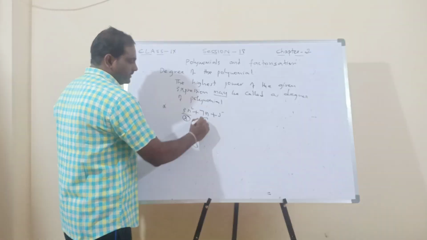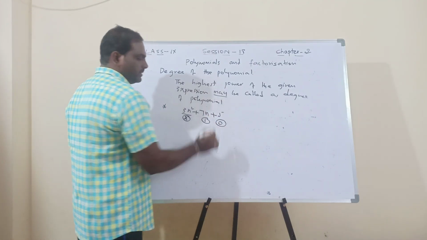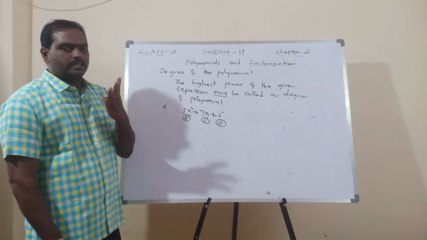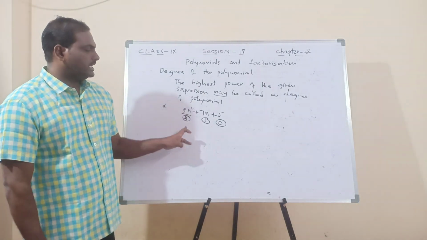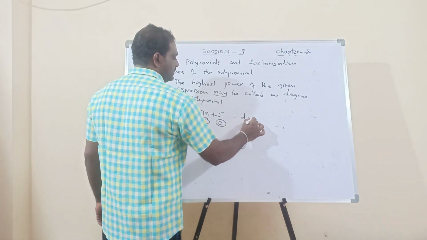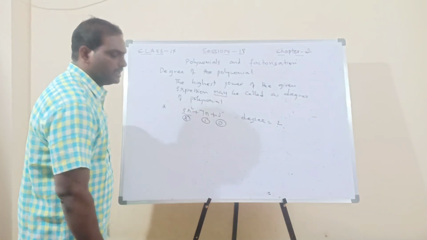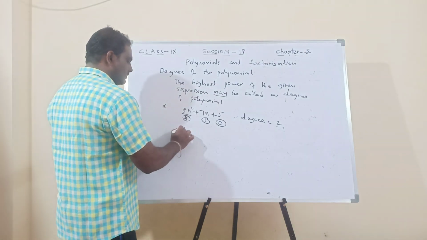In the second term, the degree is 1, and this is a constant. The degree of a constant polynomial is 0. So there are 3 terms. In the 3 terms, the highest power is 2. So therefore, its degree is 2. Okay. Next, I will explain one more question.